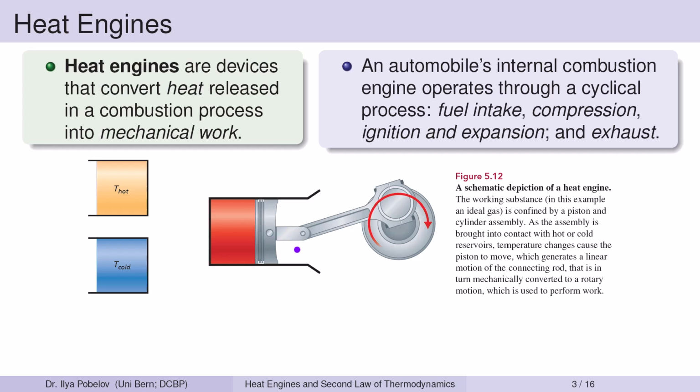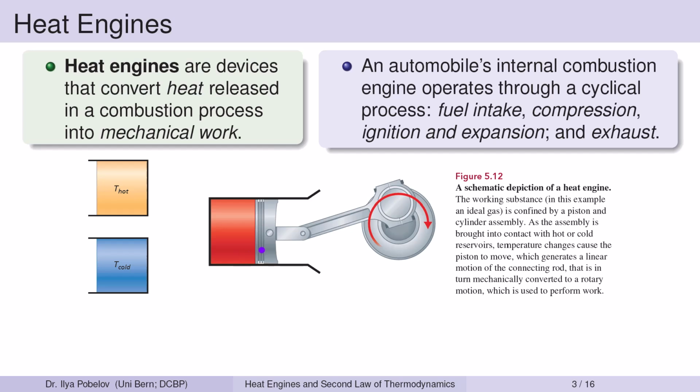In this model, the system consists of a working substance, such as an ideal gas, confined within a piston and cylinder assembly with diathermal walls. This assembly can alternatively be brought into contact with two thermal reservoirs: a hot reservoir at temperature T hot and a cold reservoir at temperature T cold.